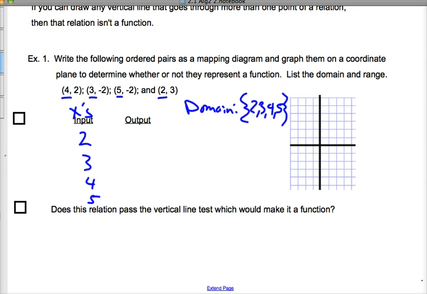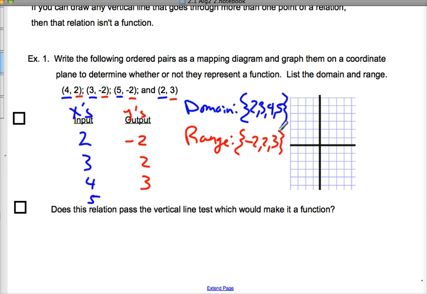I'm doing a mapping diagram, so I can put those in order as well. My y's, I'll use a different color. I've got 3, -2, -2, and 2. So it's -2, 2, and 3. I don't need to write the -2 twice. Now I listed my output. Those are my y's. More importantly, though, they represent my range. So my range is -2, 2, and 3.